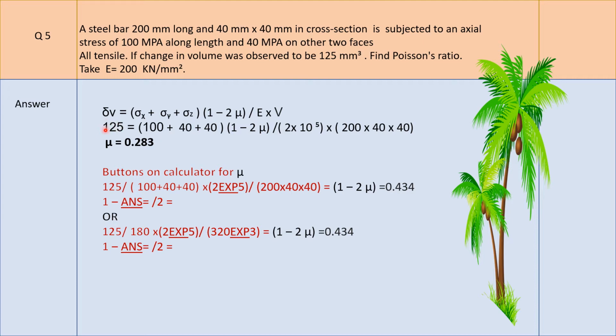Change in volume given is 125, sigma x is 100 and sigma y and sigma z are 40, so 100 plus 40, all are tensile, so all will be taken as positive. 1 minus 2 mu, we want to find out mu, so substitute it as it is, divided by E, which is 2 into 10 raised to 5 Newton per mm square, so 2 into 10 raised to 5 into, put the bracket here for E and put the bracket here also for the volume.